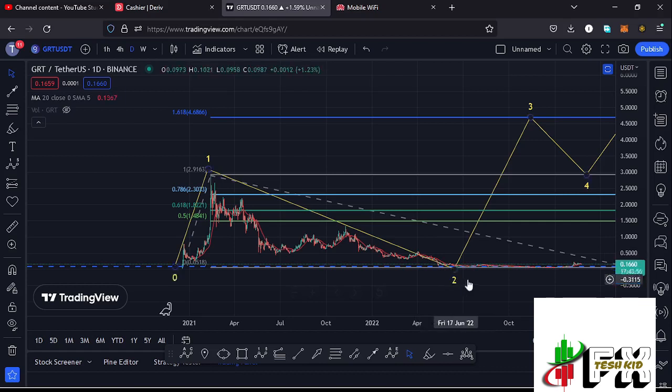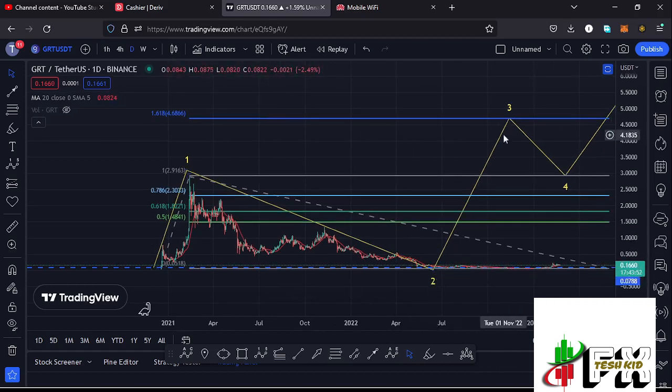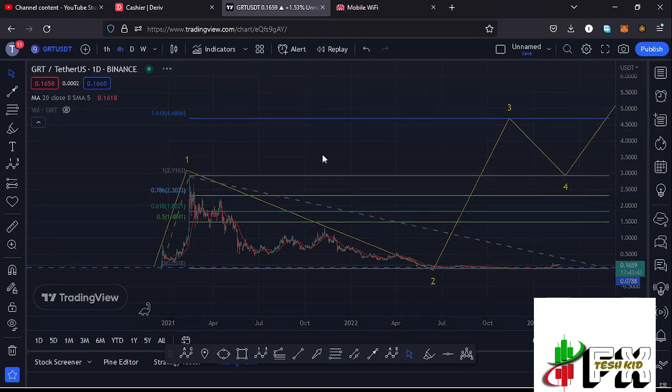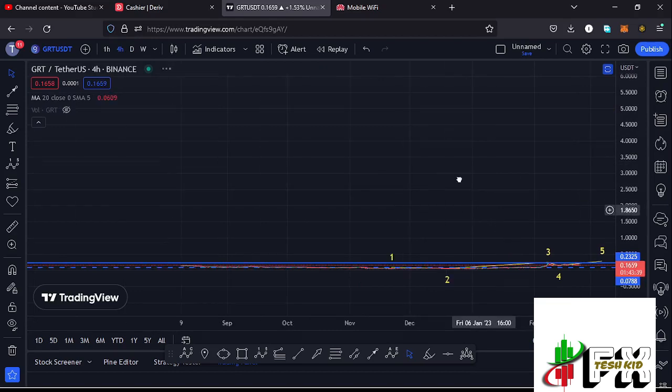And after seeing the low for that higher Elliott wave count 2, what we expect next is that massive bounce to the upside in the formation of that wave 3, where I have its minimum target area at the fib level 1.618, and that is at around the $4.6866 mark, and that is the minimum that I'm expecting GRT to do on the long-term scenarios.